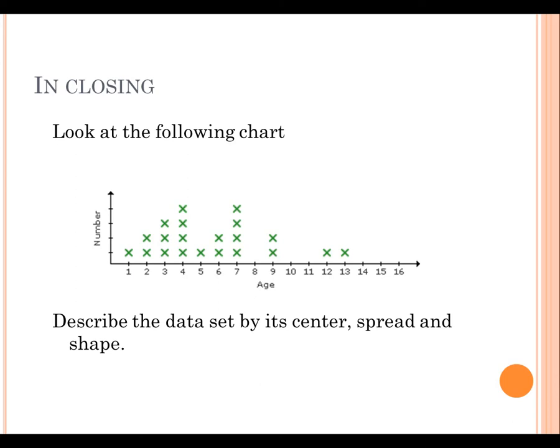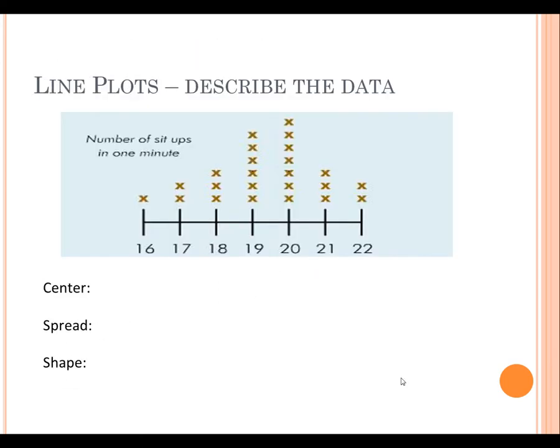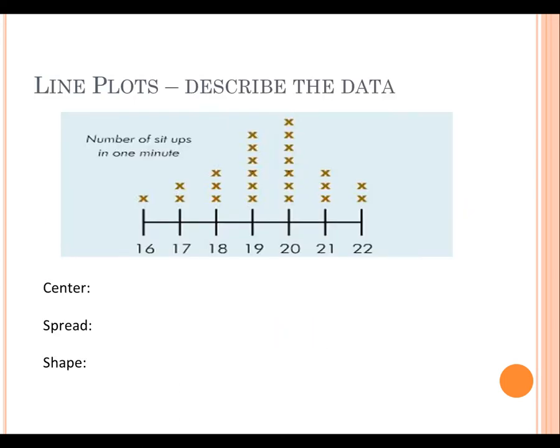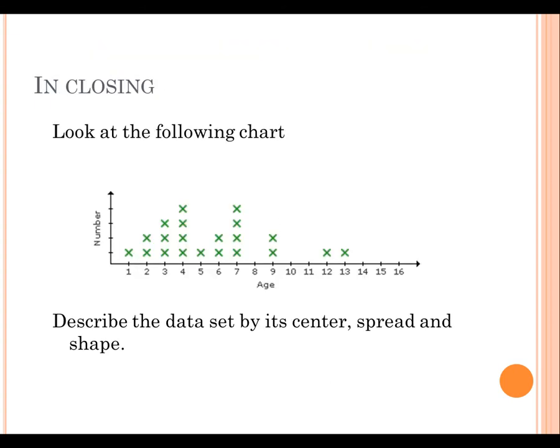Do we need to go back to the spread? The spread of a distribution refers to the variability of the data. If the observations cover a wide range, the spread is larger. If the observations are clustered in a single value, the spread is smaller. So, is this one clustered or spread?